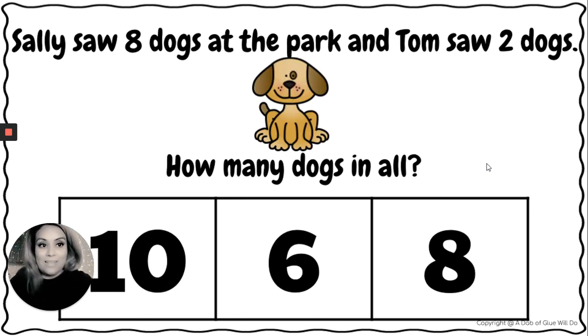Wonderful. Sally saw 8 dogs at the park, and Tom saw 2 dogs. How many dogs in all? That's right, 10. 10 dogs in all. 8 plus 2 equals 10. Write it.